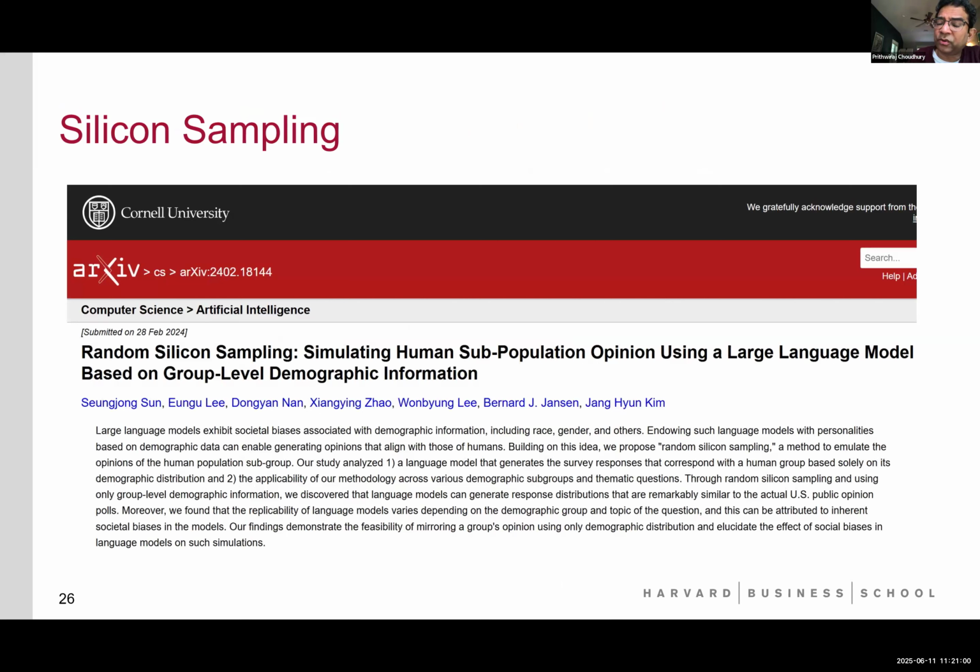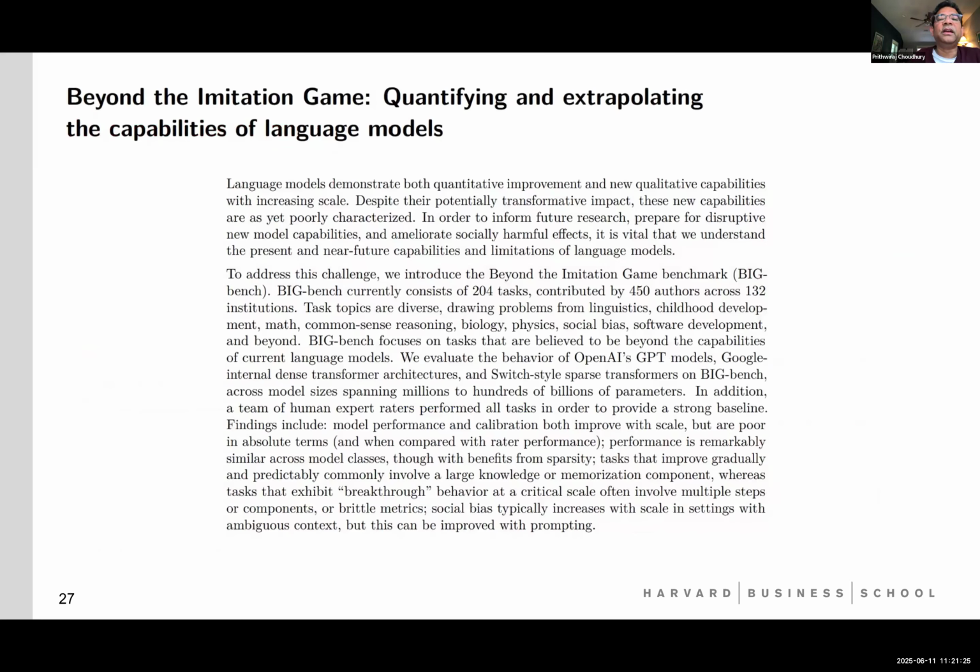You can ask bots to answer a survey. You can ask bots to come up with positives or negatives of a decision, like Bart mentioned in his ongoing study. So I would encourage folks to read the paper that I'm showing right now, which talks about random silicon sampling. This paper talks about both the opportunities and the challenges of this approach. And I'll briefly go through some challenges.